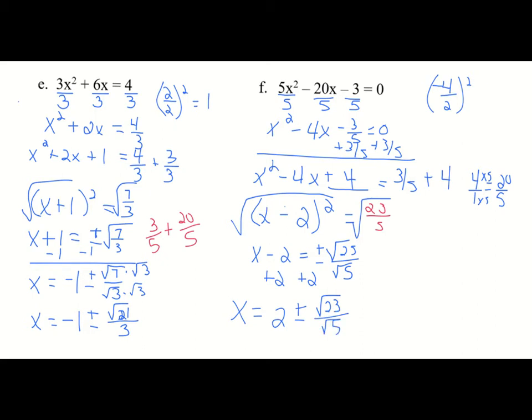And then again, to rationalize that denominator, let's multiply the fraction by the square root of 5 over the square root of 5 on the top and the bottom. So it's going to leave me with x is equal to 2 plus or minus 23 times 5 is 115. So the square root of 115 over the square root of 5 times the square root of 5 is equal to 5. So that's our final answer there.